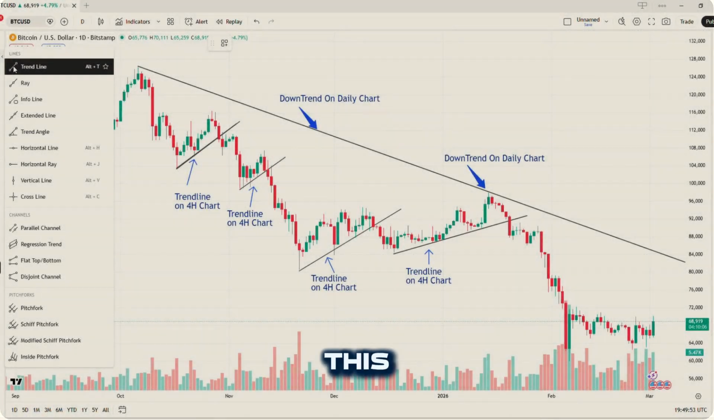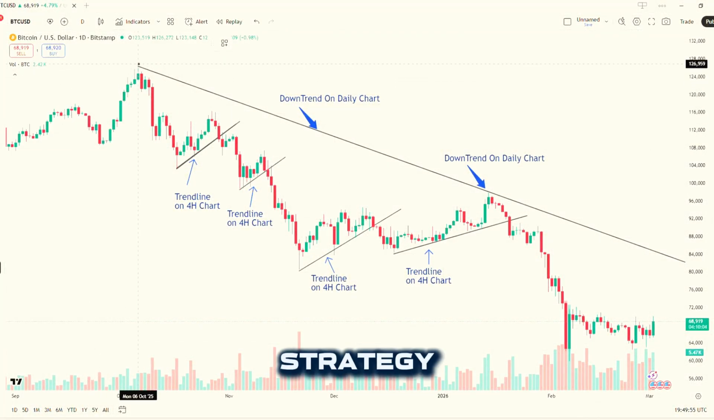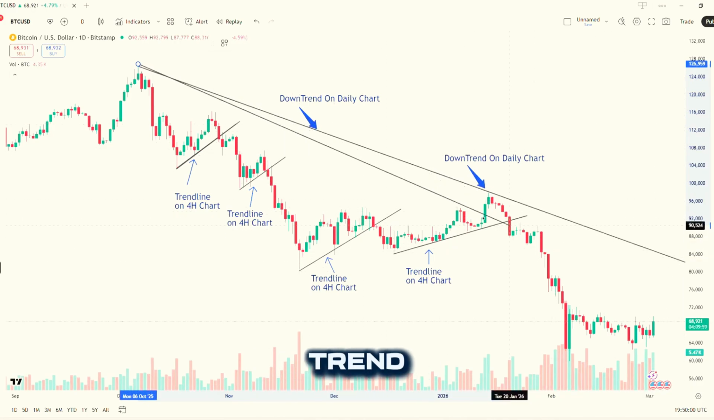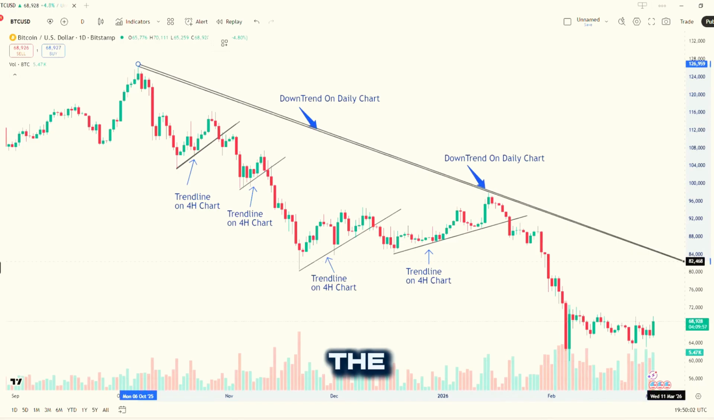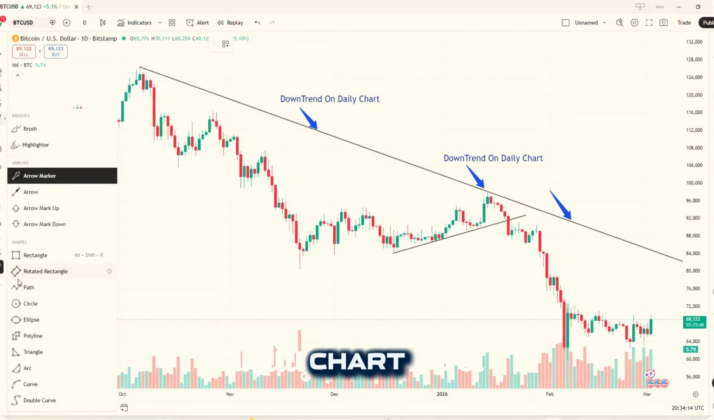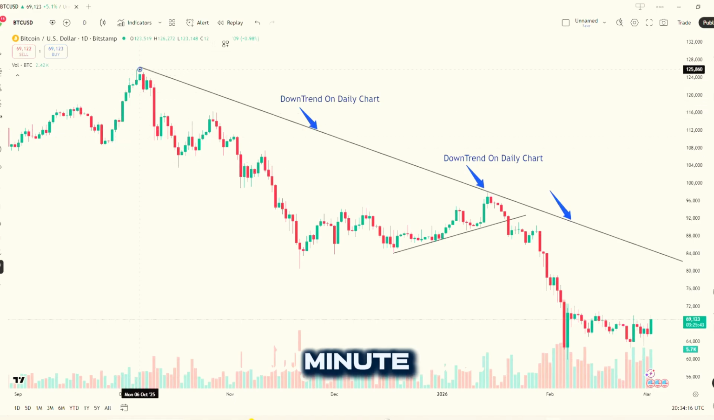Let me simplify this. Trendline trading is not a guessing strategy. It's a continuation strategy. You trade with the dominant trend, not against it. And the dominant trend is never determined on a 5-minute chart. Professionals start with structure. Go to the daily chart. Not 1 minute, not 15-minute, daily.